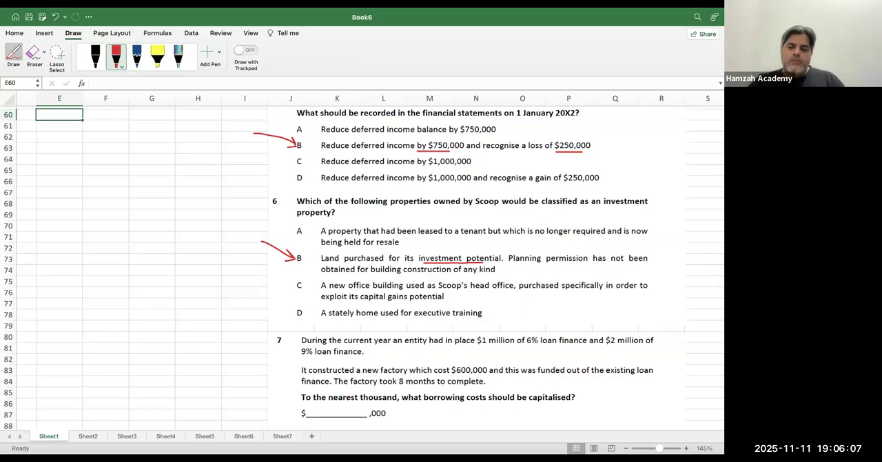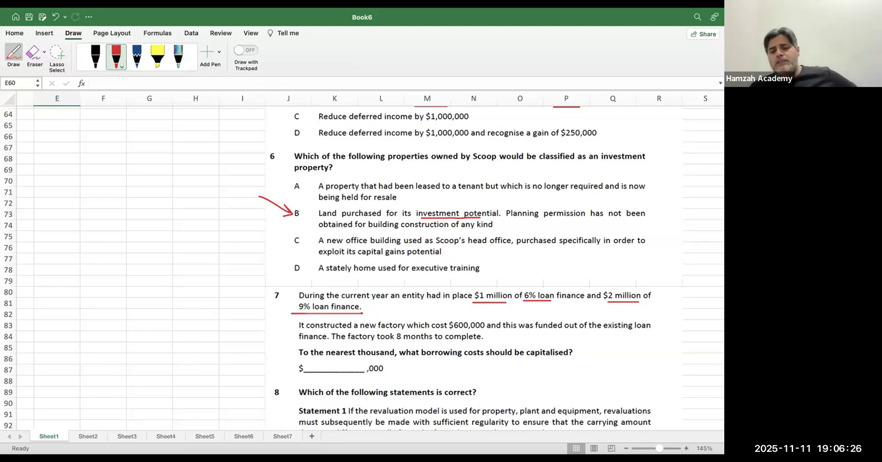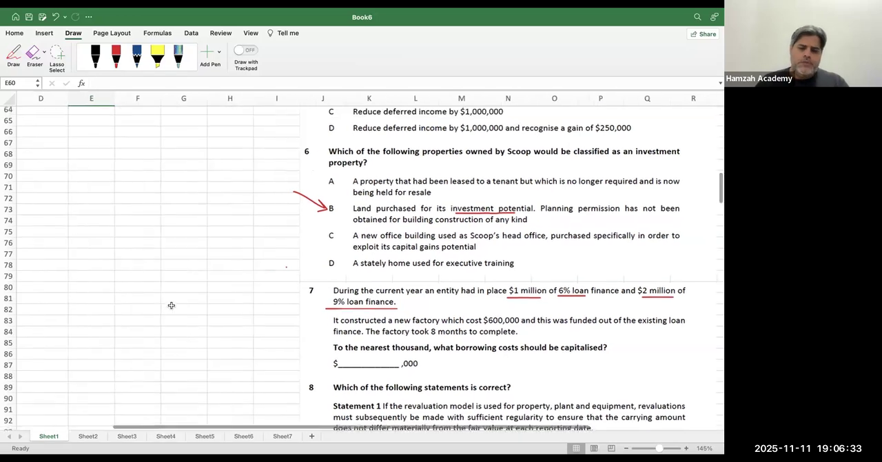Then we have question number 7 over here. During the current year, an entity had in place 1 million of 6% loan finance and 2 million of 9% loan finance. It constructed a new factory which cost 600,000, and this was funded out of the existing loan finance. The factory took 8 months to complete. What is the borrowing cost that should be capitalized? Okay, straightforward question.